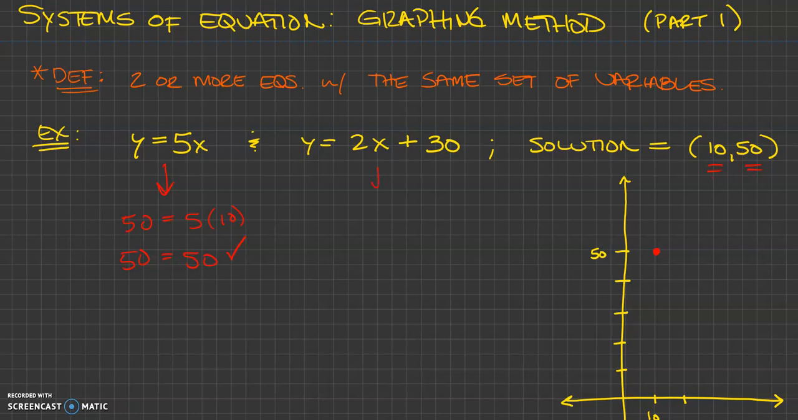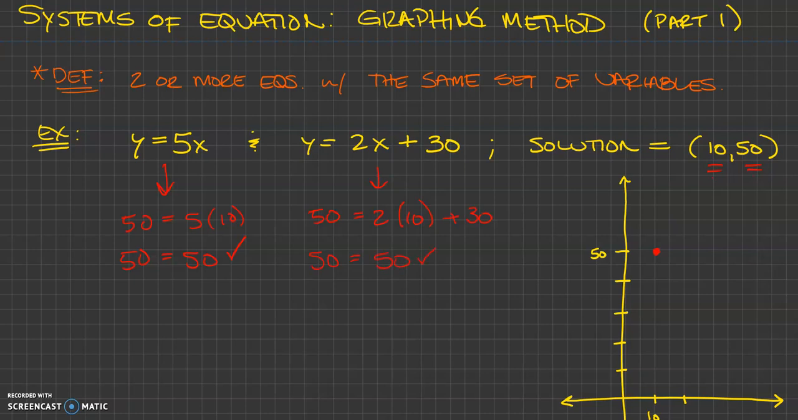And I can do the same thing here. What if I plug in 50 for the y and go ahead and plug in 10 for the x? Remember to use your parentheses. Here I have 50 equals 2 times 10, which is 20. 20 plus 30 is 50.